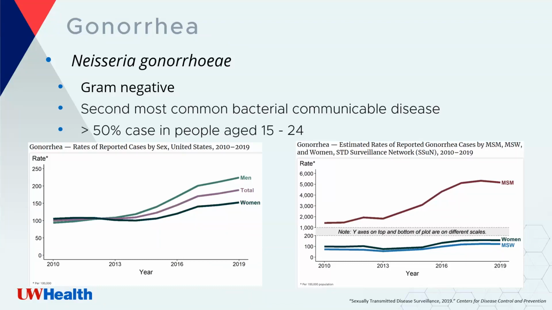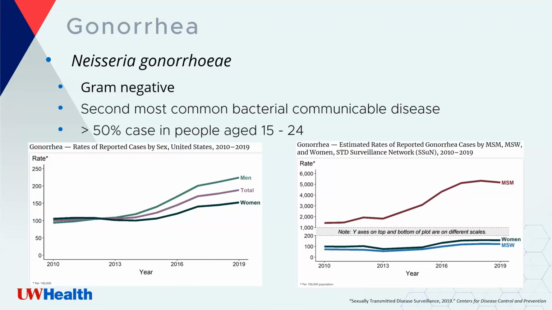So the graph on the left represents the rates of reported cases by sex, showing that men are more affected than women. And then the graph on the right shows the estimated rates of gonorrhea among men who have sex with men, men who have sex only with women, and then women. And this is per 100,000 people. And these estimated rates were based on weighted analysis of data from interviews among random samples of reported gonorrhea cases.